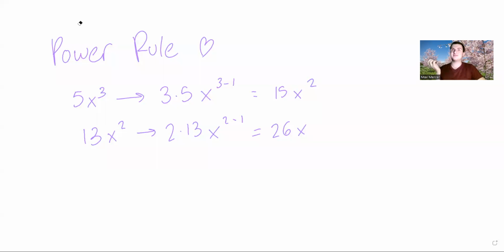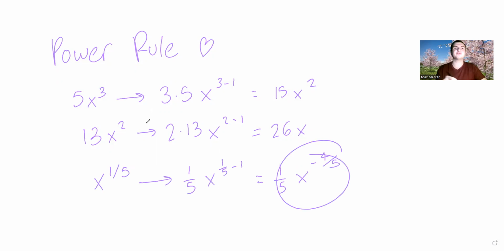This also works for negative powers and fractional powers. So you could say, for example, if you have the fifth root of x, that would be the same thing as x to the 1/5. The derivative of this is 1/5, because we multiply that exponent to the front, times x to the 1/5 minus 1. That's the same thing as 1/5 x to the negative 4/5. And so this would be the derivative of the fifth root of x.